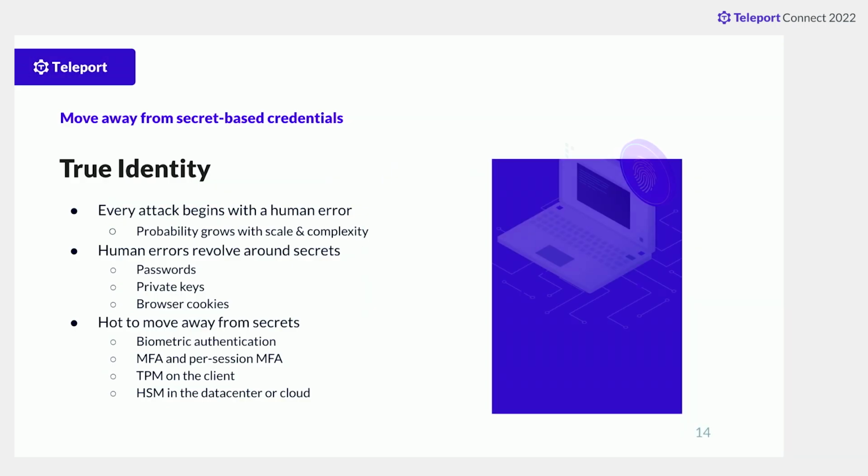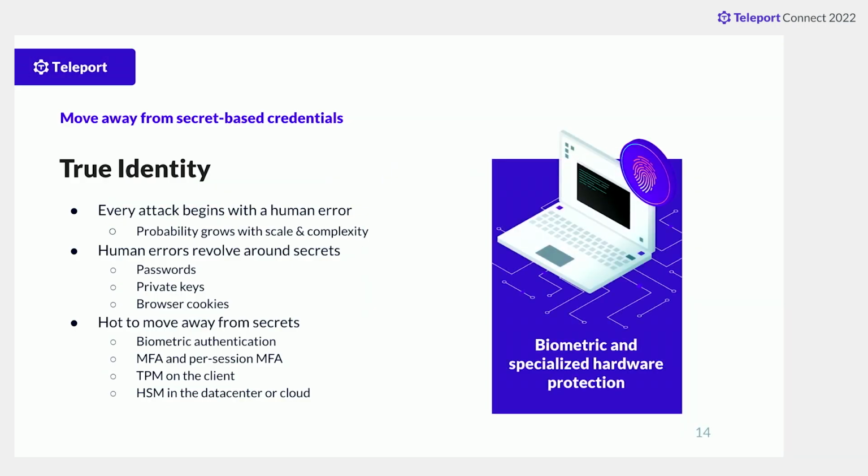What do you do? You have to design your access solution to not rely on humans not making errors. And how do you do that? Well, human errors usually lead to credentials being stolen, some kind of secret. Maybe it's a password on a sticky note. Maybe it's an API key or a browser cookie, a session token.